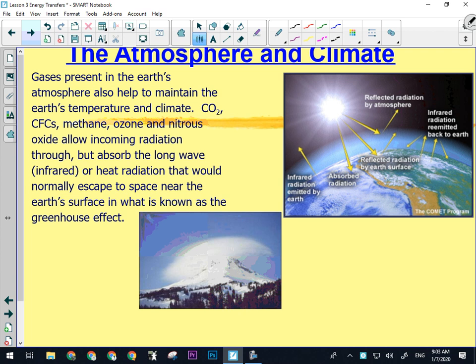So gases present in the Earth's atmosphere help to maintain the Earth's temperature and climate. Carbon dioxide, CFCs, methane, ozone, nitrous oxide, they all allow incoming radiation through, but absorb the long wave radiation that would normally escape on their way out. That helps to warm the atmosphere, and thus the planet.